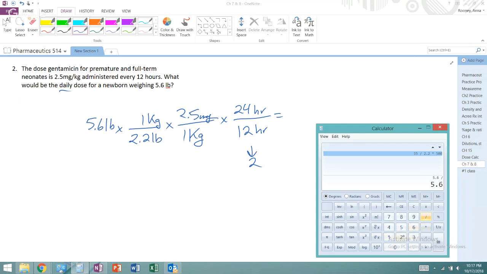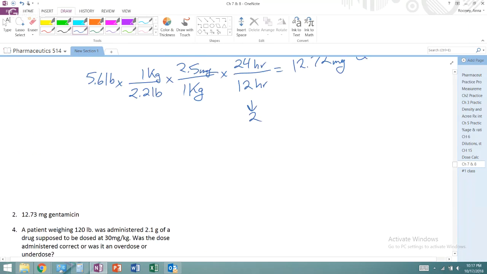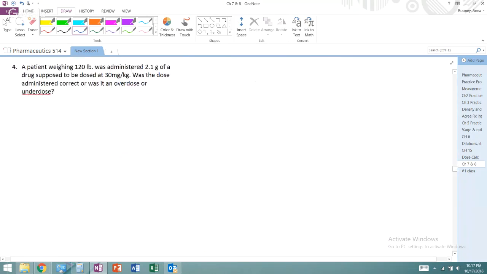5.6 divided by 2.2 times 2.5 times 2. So 12.72 repeating milligrams every 24 hours, or per day. Yay, I got it right. Okay.